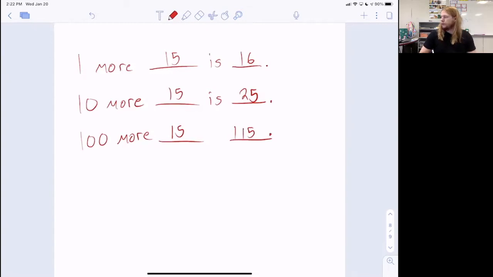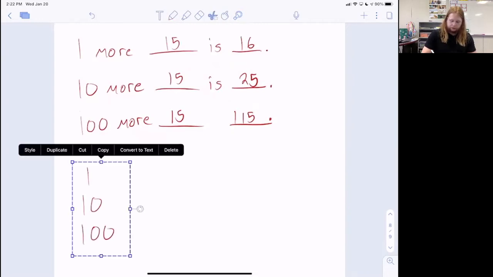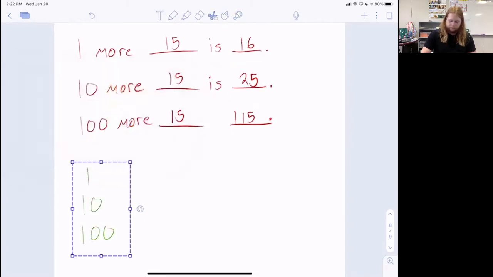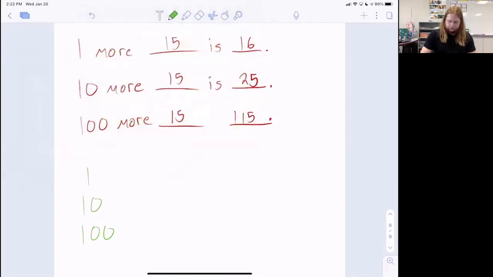Now, we did more. Let's try less now. So we're going to stick with the 1, 10, and 100. Actually, I'll change the color since we're doing less. Too bright. Okay. Just a nice forest green. So 100 more, or nope, not more, less. 1 less, 10 less, and 100 less.